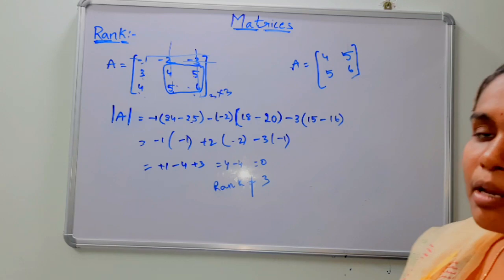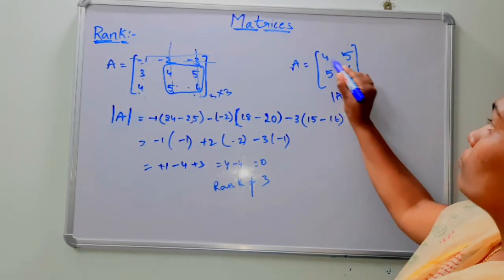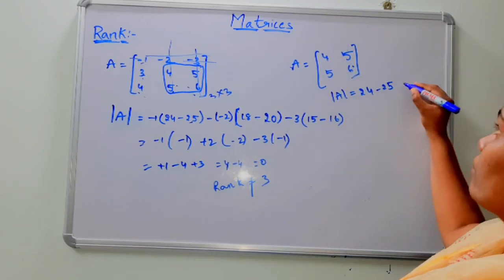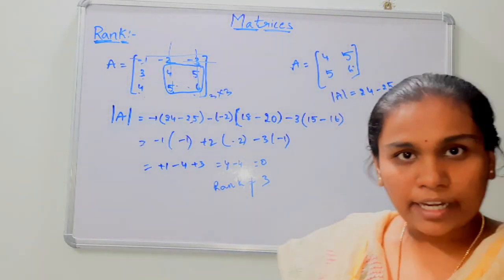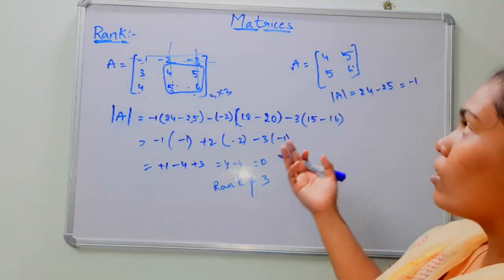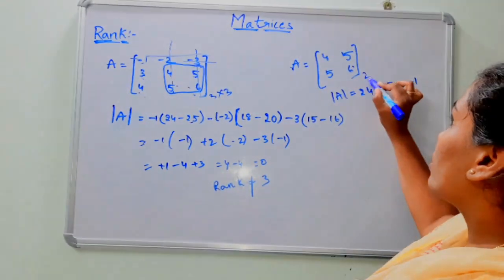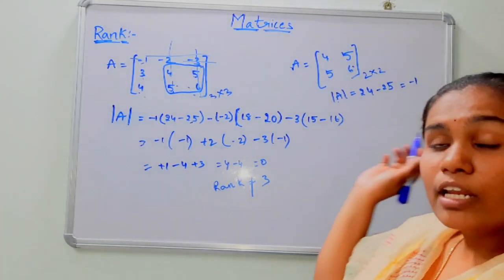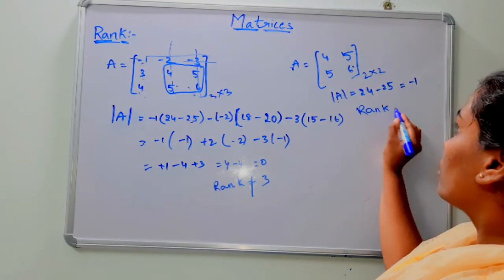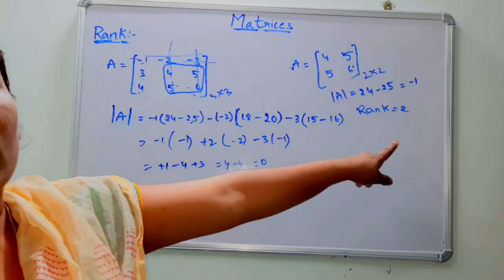How do we find the determinant of a 2 by 2 matrix? It is simple. 4 6s are 24 minus 25, that is minus 1. So if the determinant of the matrix is not equal to 0, then the rank is equal to the order of the matrix. As this order is 2 by 2 and the determinant is not equal to 0, the rank is equal to 2. So the rank of this matrix A is equal to 2.